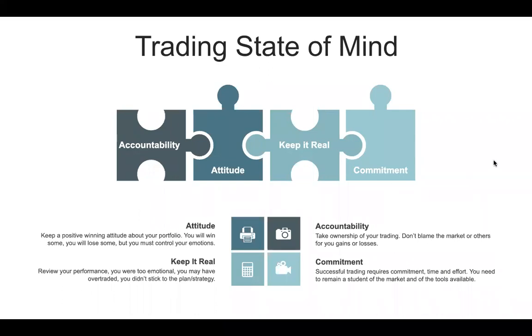So the next piece that we need is a proper attitude, right? We've got to keep a winning attitude. We've got to keep an attitude that keeps our emotions under control and won't allow our emotions to get away from us. So make sure you have the right attitude, a positive attitude, a learning attitude, and keep your ego in check. It'll help you keep your checkbook in check as well.